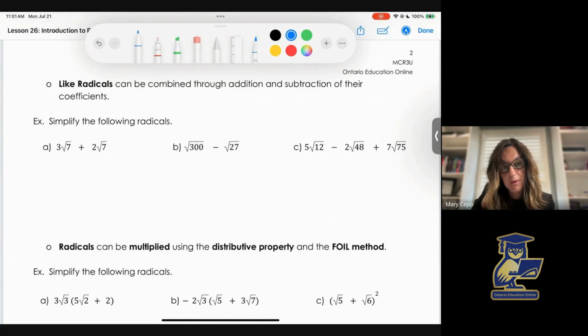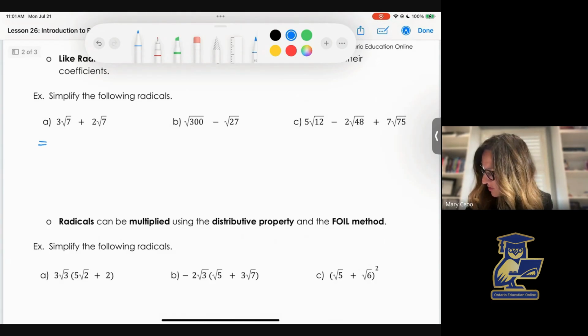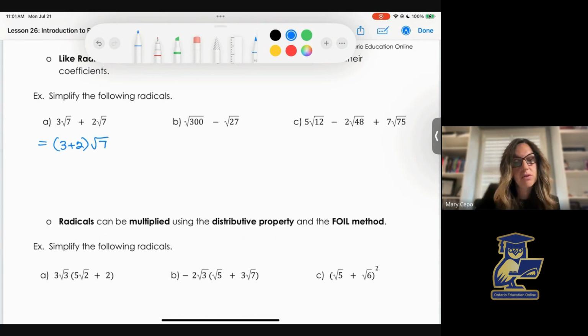So you would keep the radical and then add those coefficients. In this case, and I'm going to show the adding, you don't have to show that, but 3 plus 2, because we're adding those coefficients. 3 plus 2 we know is 5. So 5√7.